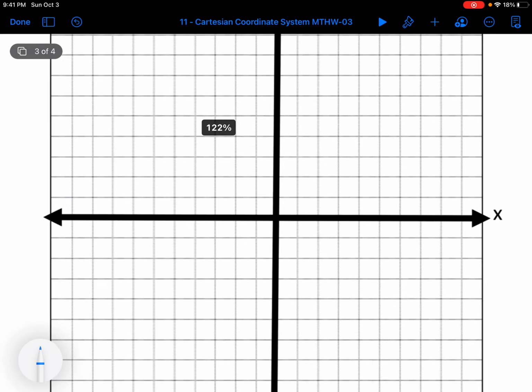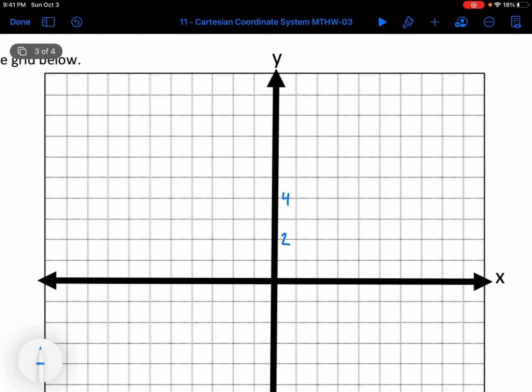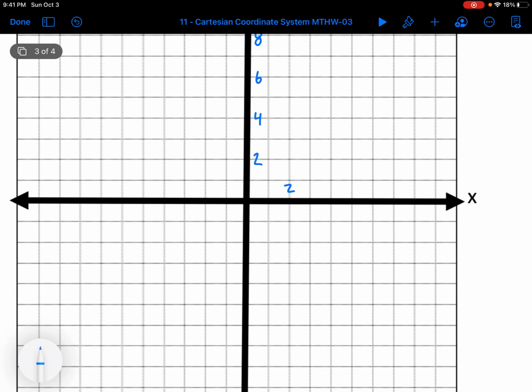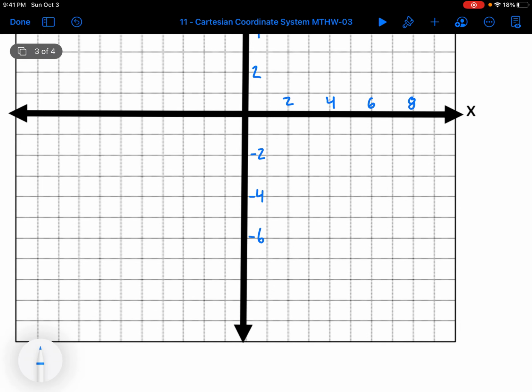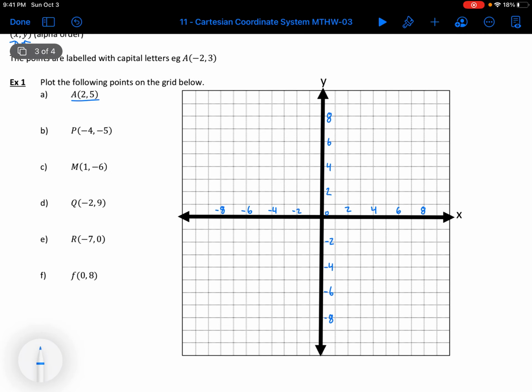But where are we going? Well, let's put our scale on. So we've got 2, 4, 6, 8, and the top would be 10. Same thing here, 2, 4, 6, 8, and then 10, -2, -4, -6, -8, -2, -4, -6, -8. And this is always 0. It's 0 going up and down and 0 going left and right.